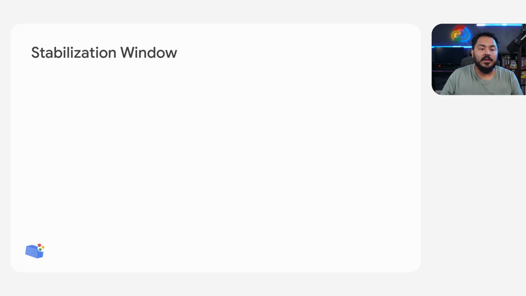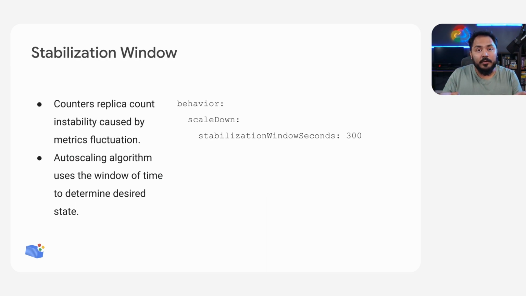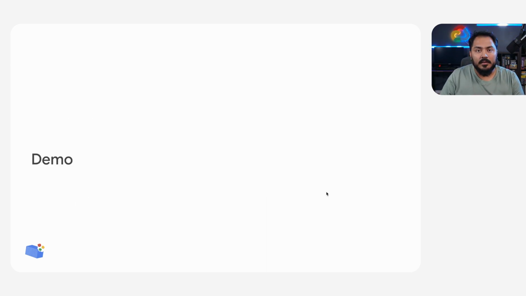Stabilization window counters replica count instability caused by metrics fluctuation. Imagine a situation where you're scaling based on CPU metrics, and that can change every second. If you have a stabilization window of 300 seconds, autoscaling algorithm will look at that window to find the next desired state. Let's look at an example of horizontal pod autoscaling in a GKE cluster.